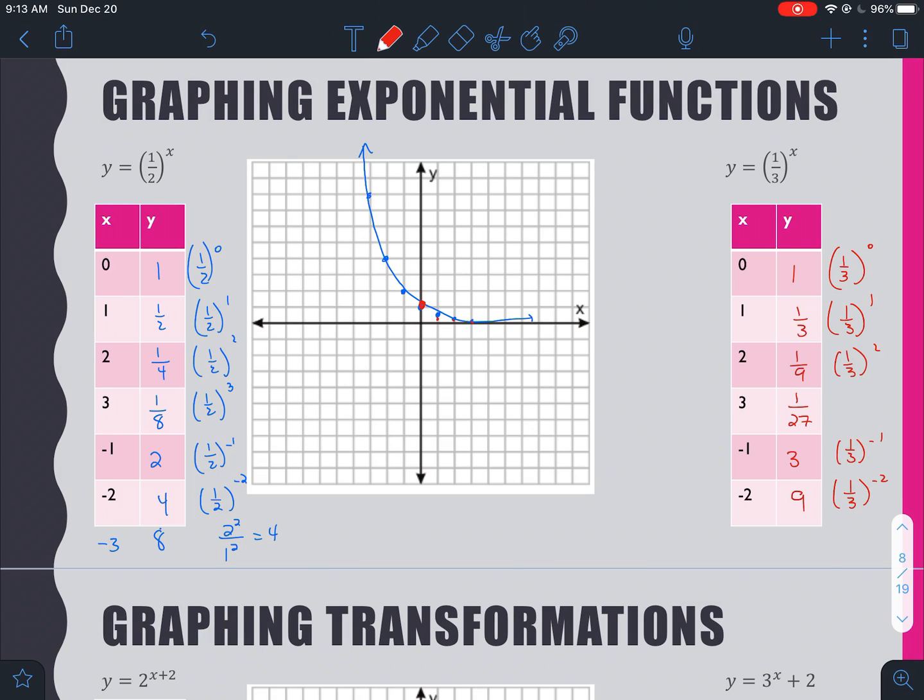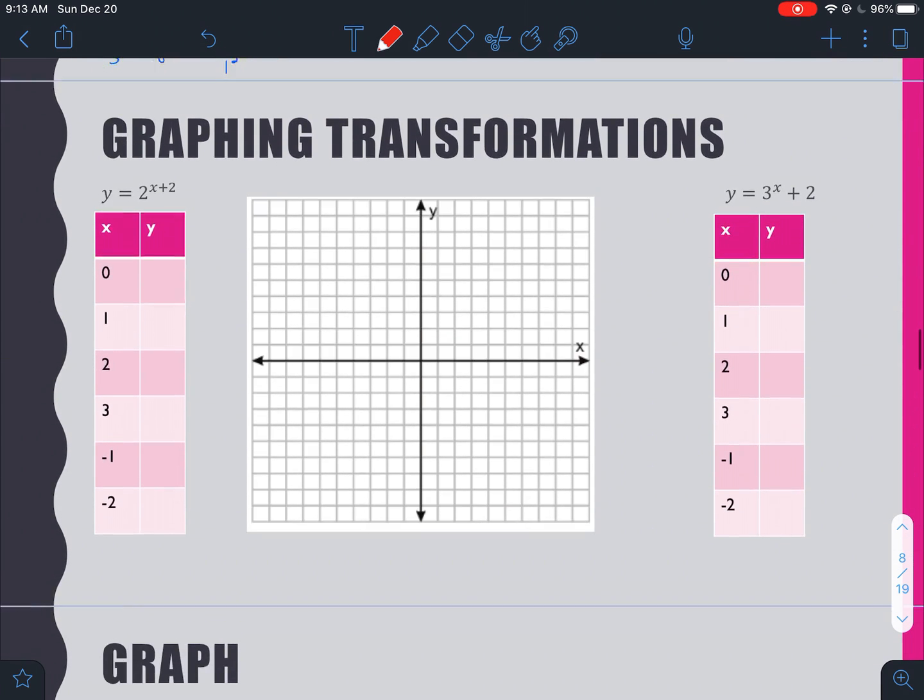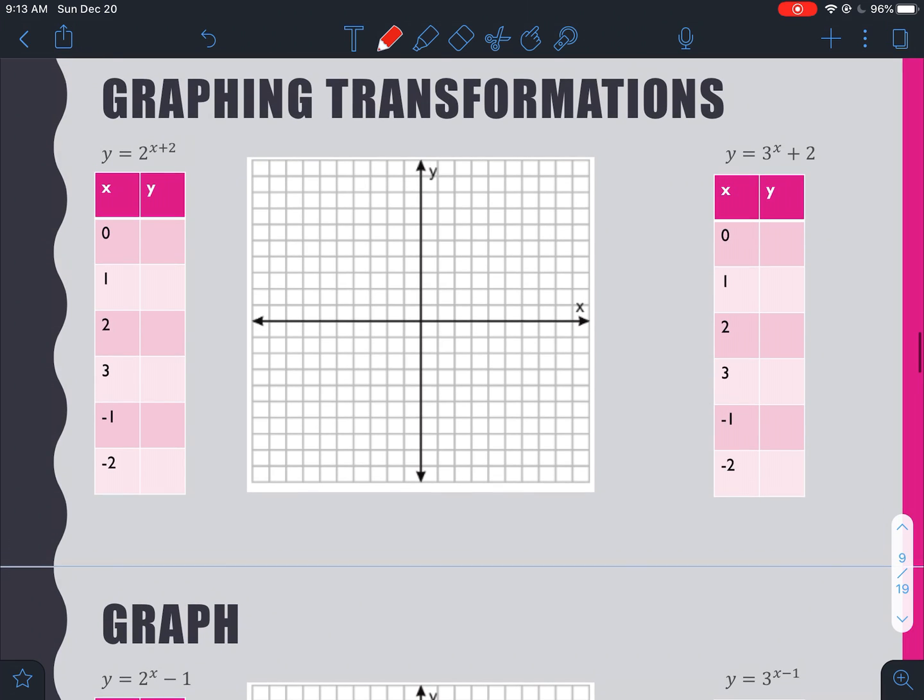So we get 0, 1, they match up there, and then you get 1, 1/3, so that gets lower faster, and then negative 1, 3, negative 2, 9, and so again, it's a steeper ramp. So 1/2 to the x is the blue graph, and 1/3 to the x is the red graph. So those are exponential functions.